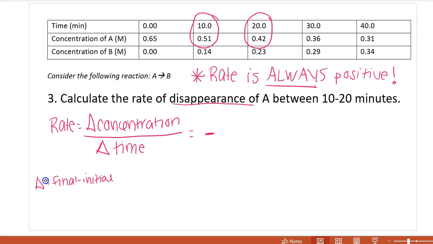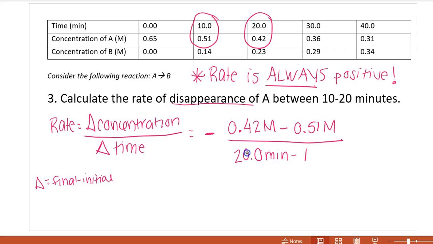All right, so the concentration of A at 20 minutes is 0.42 molar. Its concentration at 10 minutes is 0.51 molar. And then I'm going to do the change in time, 20.0 minutes minus 10.0 minutes. And we should get 0.0090 molar per minute.